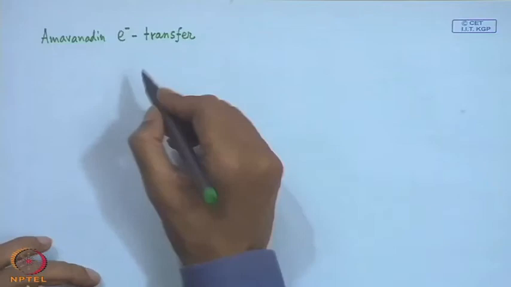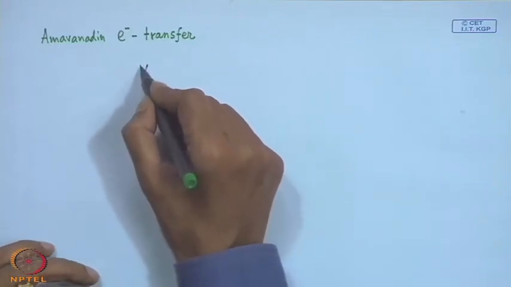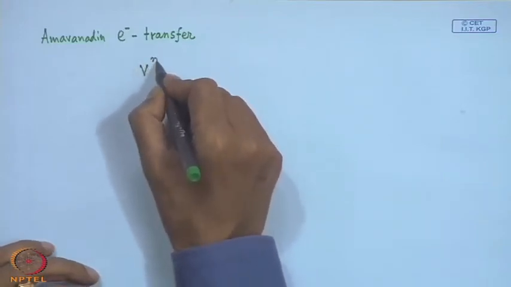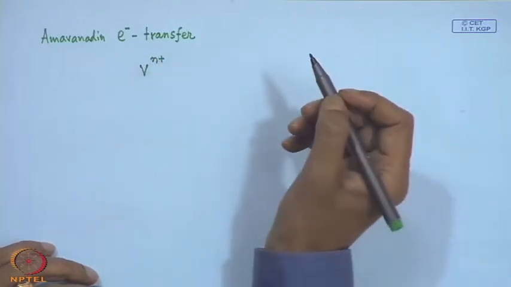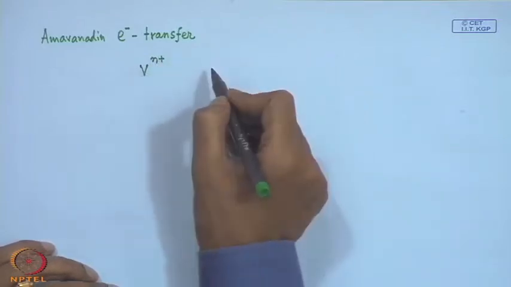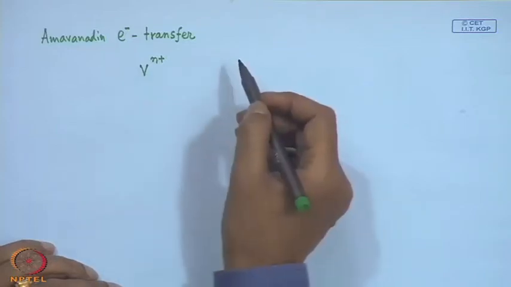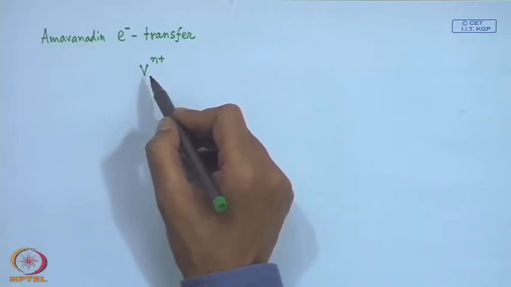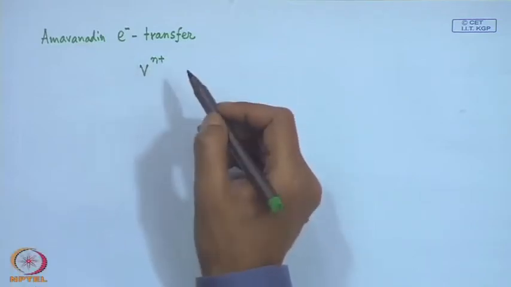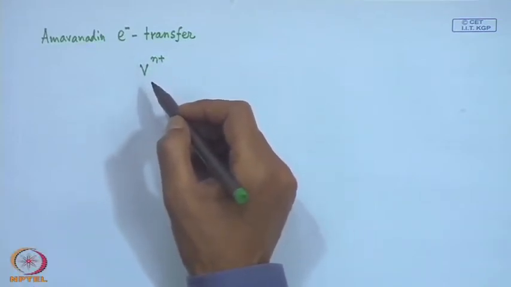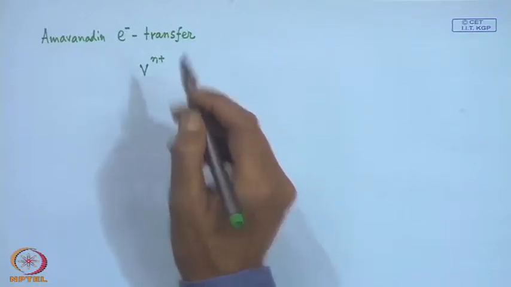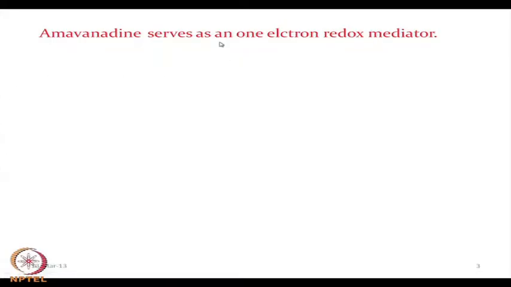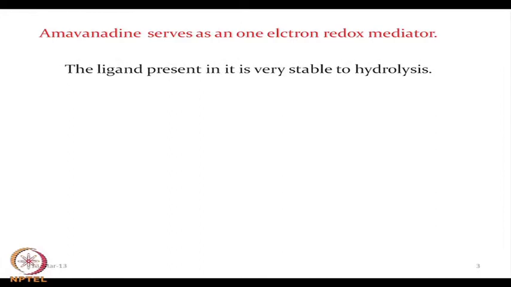That means, whatever vanadium center we have in the amavadine, it is N plus. So, it can donate one electron to the system or any other molecule, or it can accept one electron from any other reducing agent. So, both ways you can only go for changing one oxidation state, a one-step oxidation state change. So, that is why we consider it as a one electron redox mediator. It can only go for a single electron transfer from the system.